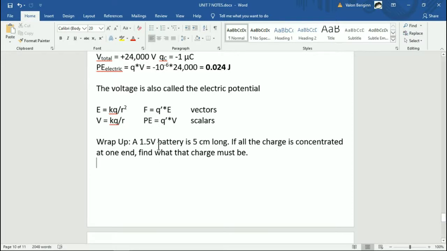In other words, here's the voltage, here's the distance across the battery where you have the charge on one end and the voltage on the other. What does that charge have to be for this voltage to be 1.5? I've set this up conceptually so that the math you have to do is the easiest kind of math you would have to do in this scenario. So go through this, see what you can get, pause this, and then I'll go over it in a second.